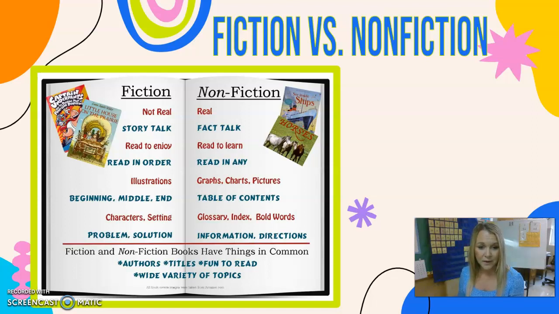Nonfiction is completely different. It is real text based on real fact. We read nonfiction text to learn about a particular topic. Nonfiction texts are often broken into sections and can really be read in many different orders. They're supported by graphs, charts, pictures, and photographs. And they may include additional things like a table of contents, glossary, index, or text features such as bold or highlighted words. We can use nonfiction text to gain information or to get directions for how to do something.